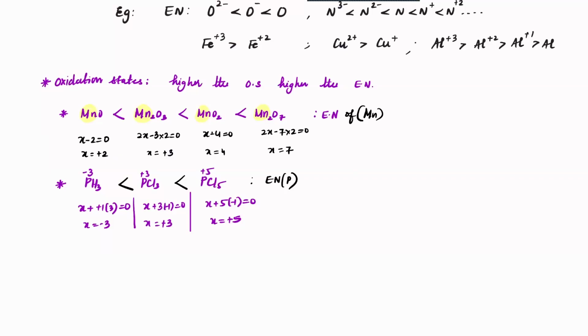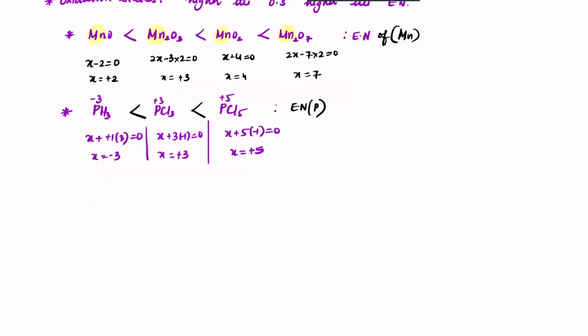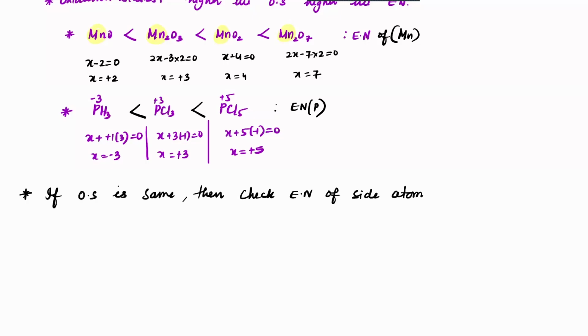Next, in case the oxidation state is the same, then check the electronegativity of the side atoms. The higher the electronegativity of the side atoms, the more the electronegativity of the central atom.